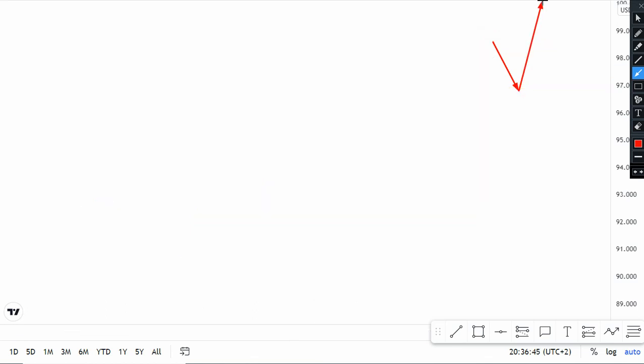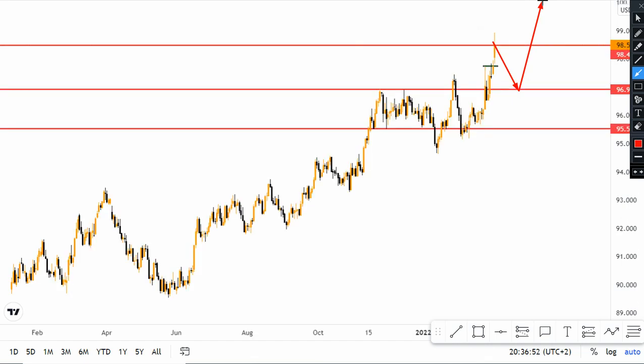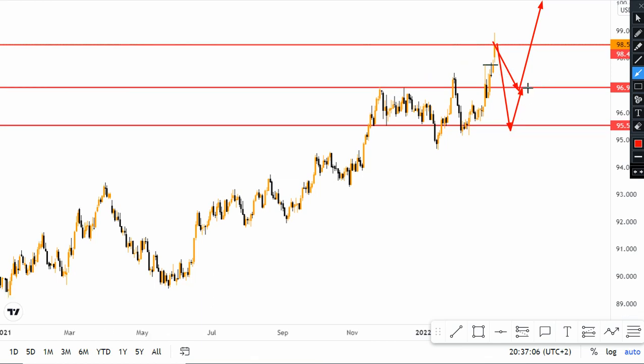But now what happens if the market decides that it wants to break below this resistance and come to this low? Maybe if it gets to this low, immediately I want to buy, and this over here would be my take profit, and then from that take profit, immediately again I will be looking for short positions.